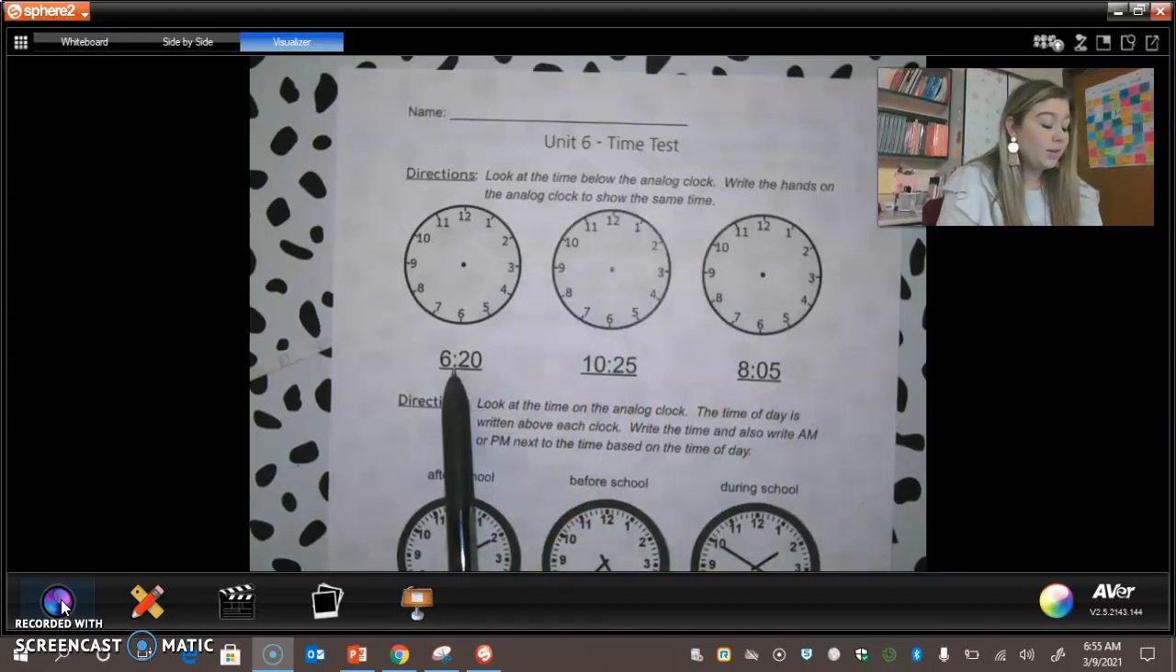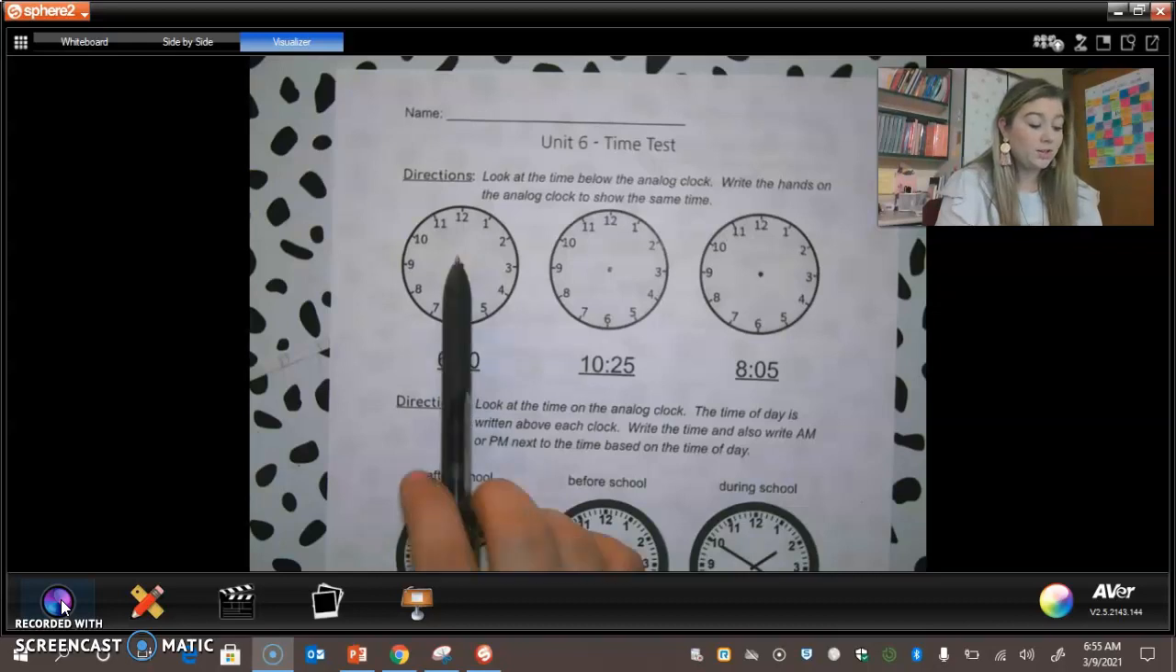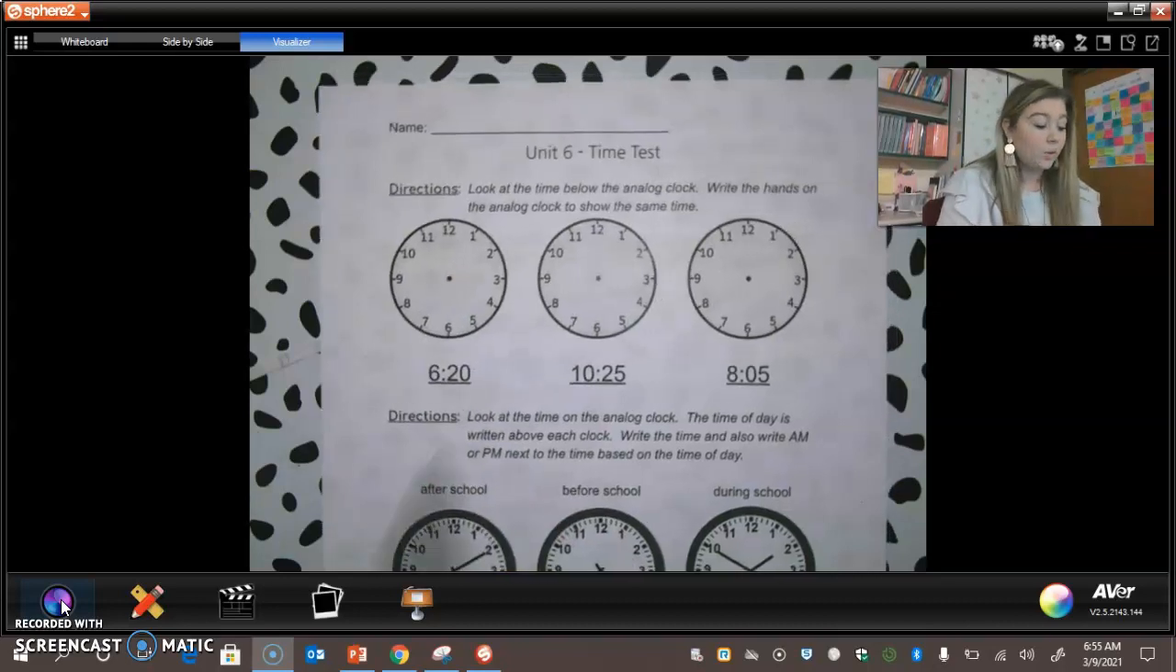So, for example, this time says 6:20. So the hour is 6 and the minutes are 20. So pause this video and show your hands for the clock that are 6:20. Remember, your short hand and the long hand. Don't draw two hands that are the same length. One has to be shorter and one has to be longer.